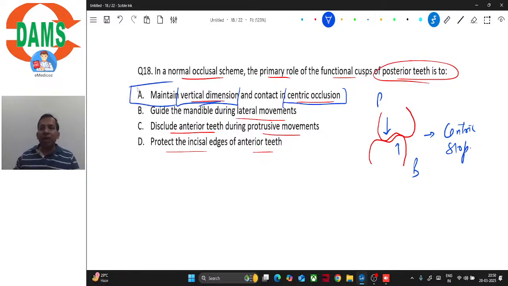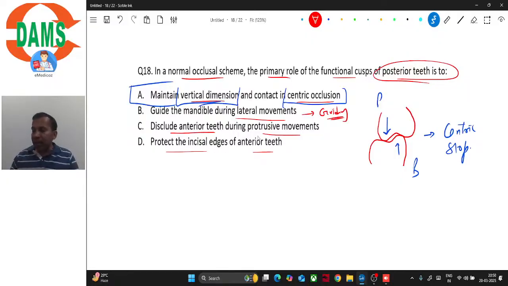Guide the mandible during lateral movement. That is the job of the guiding cusp, isn't it? So option B is the job of the guiding cusp, and that's why they are called guiding, because they guide the mandible during the lateral movement.